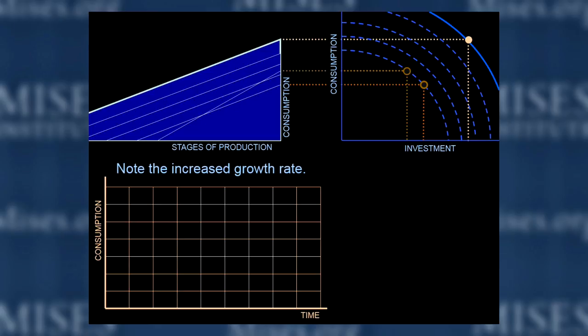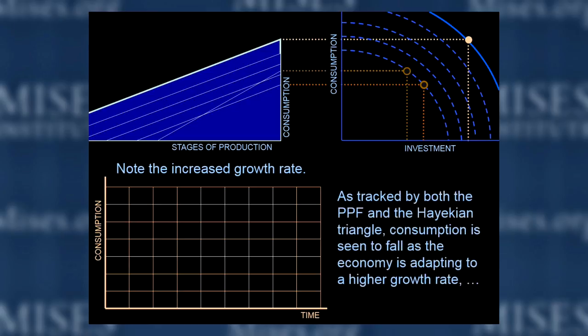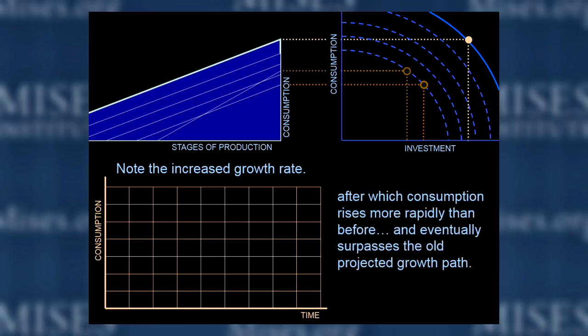The sound kind of lags what's going on, but we'll make do. Okay. So now let's look at it. First, I think we look at the PPF as tracked by both the PPF and the Hayekian triangle. Consumption is seen to fall as the economy is adapting to a higher growth rate, after which consumption rises more rapidly than before and eventually surpasses the old projected growth path. So look at the PPF, you get a little bit of a fall and then a big bounce. You get the same thing. Let me do that again. Watch the graph. Goes down and then up, okay?